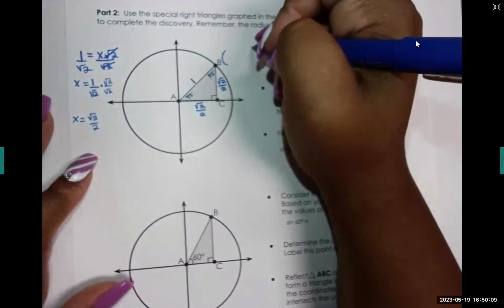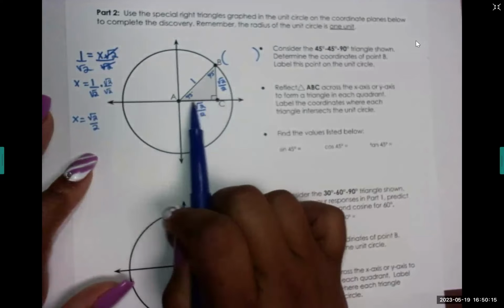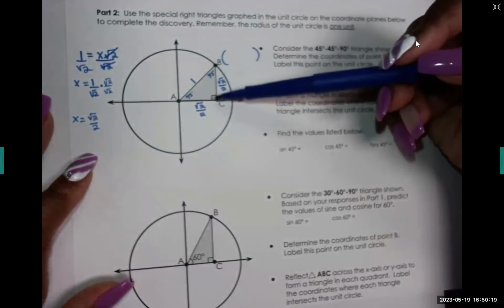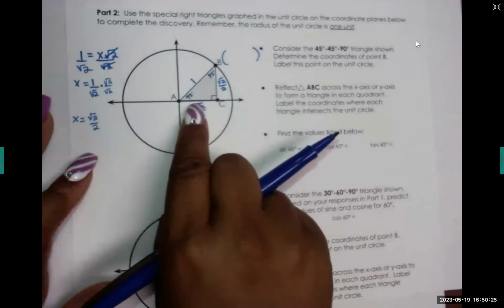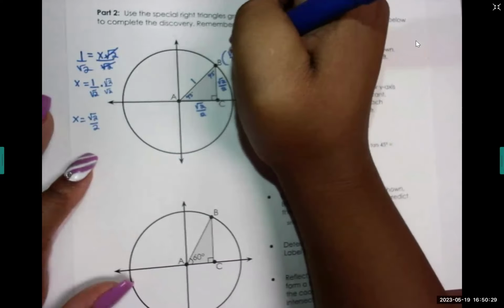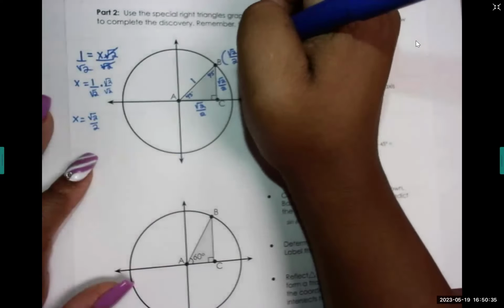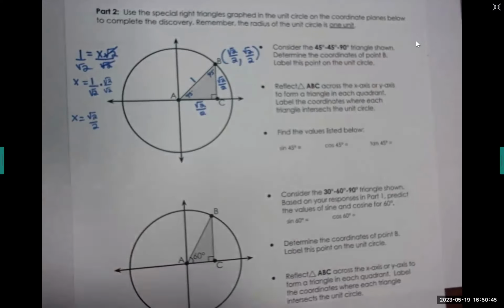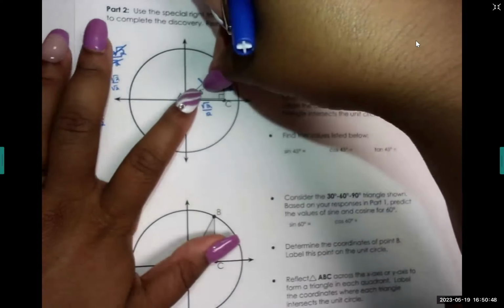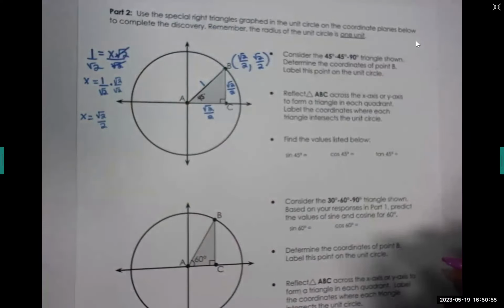When I think about the coordinates for point B, again, it's going to be my horizontal distance, so how far we are away from the origin on the x-axis, and then my vertical distance, so how far vertically we are away from the origin. For my x coordinate, I am square root 2 over 2 units away from the origin. And then to get to B, I have to go up square root 2 over 2 units. So the coordinates for point B are going to be square root 2 over 2 and square root 2 over 2. Now we're going to take our 45, 45, 90 triangle and reflect it into each of the quadrants, just like we did on the first page. And then we're going to see what we get.